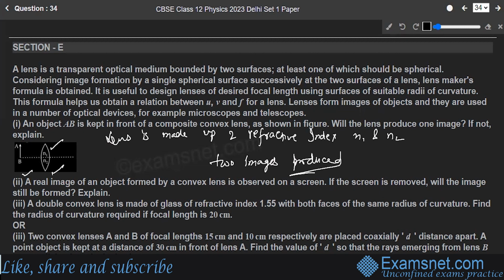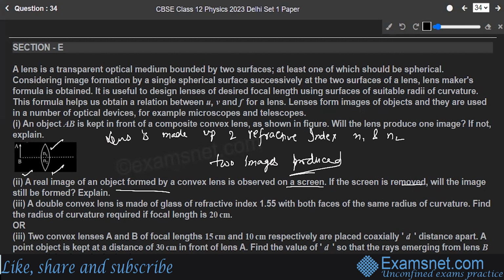Second part, a real image of an object formed by the convex lens is observed on a screen. If the screen is removed, will the image still be formed? Explain. Yes, the real image is still located at the same point in space like an object, but each point on this object will now radiate light into a cone.